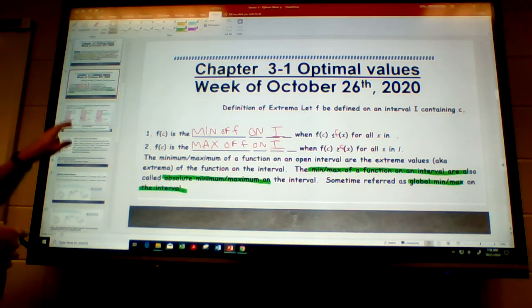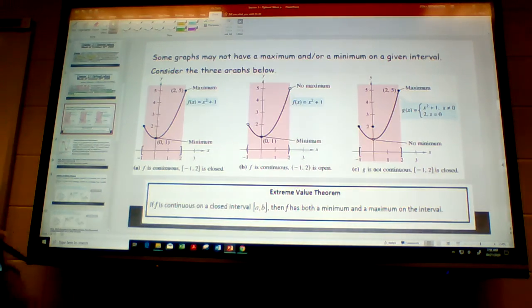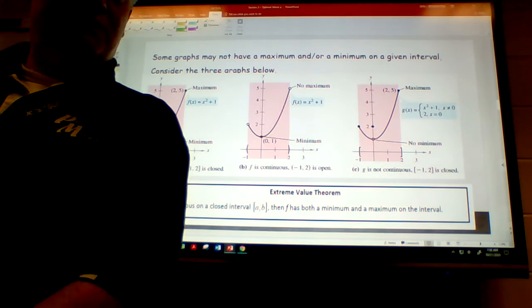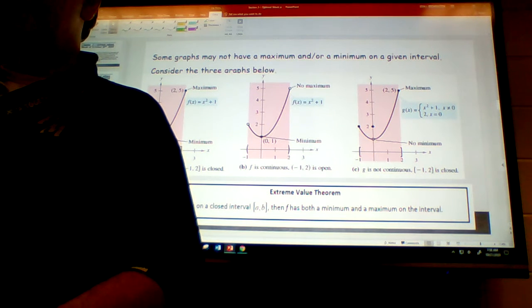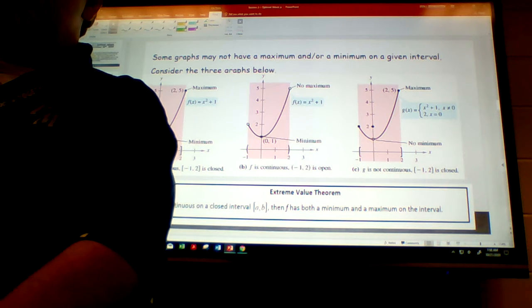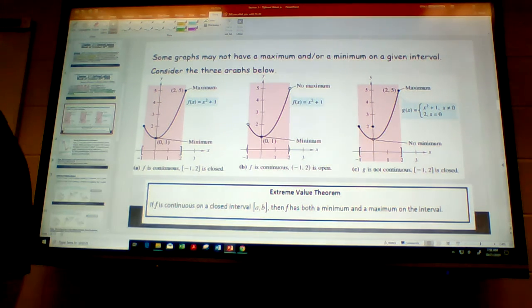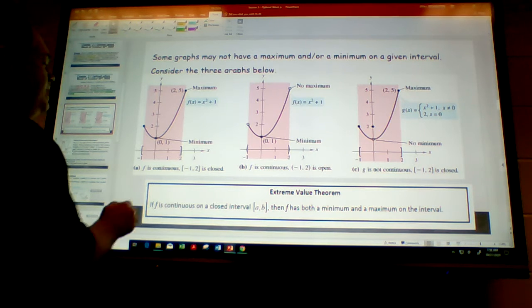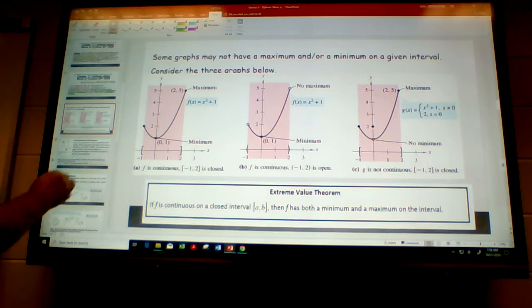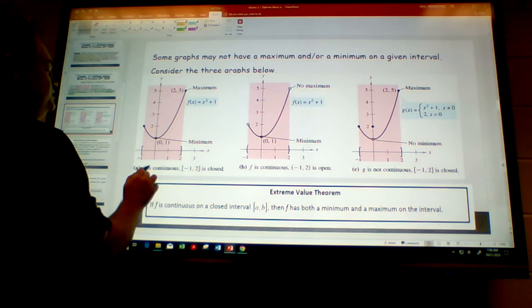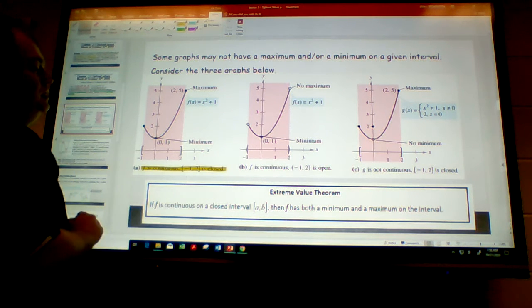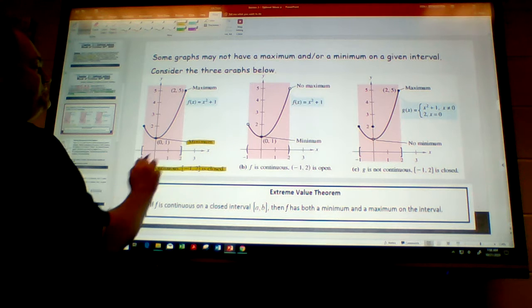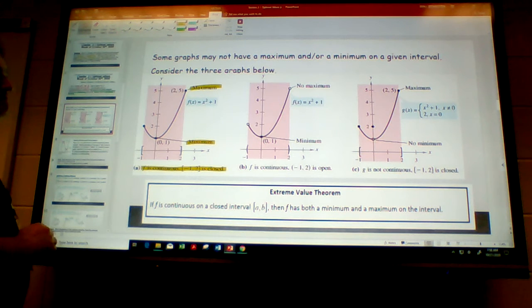Now, I want you to look at some stuff here. I apologize, PowerPoint's not always working with me, as you can see. Okay, now, you're going to see the same functions on different intervals. Some of the graphs may or may not have a maximum or minimum on the given interval. Now, let's look at y. Notice that f is continuous on the interval -1 to 2, which is closed on both ends. Notice it has a maximum and it has a minimum.